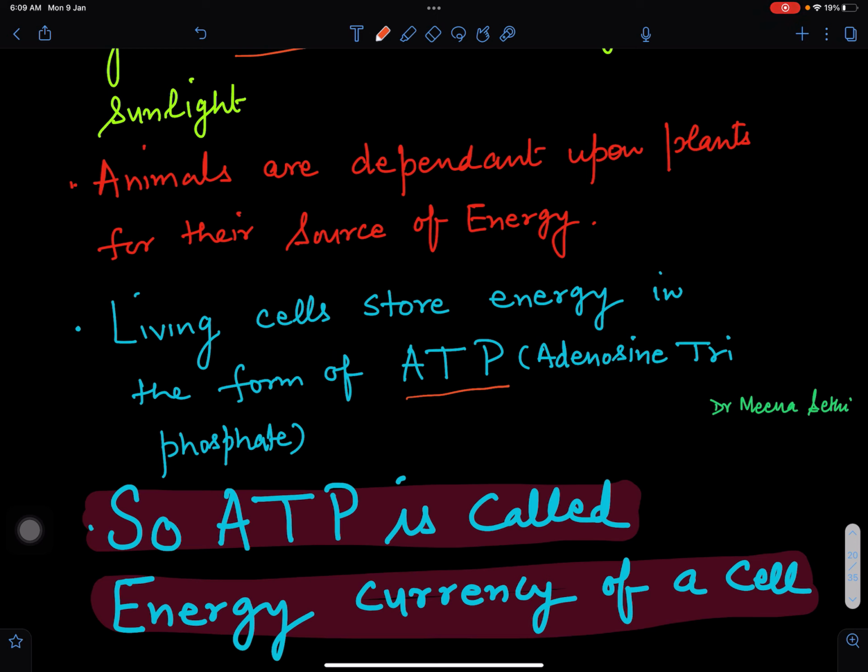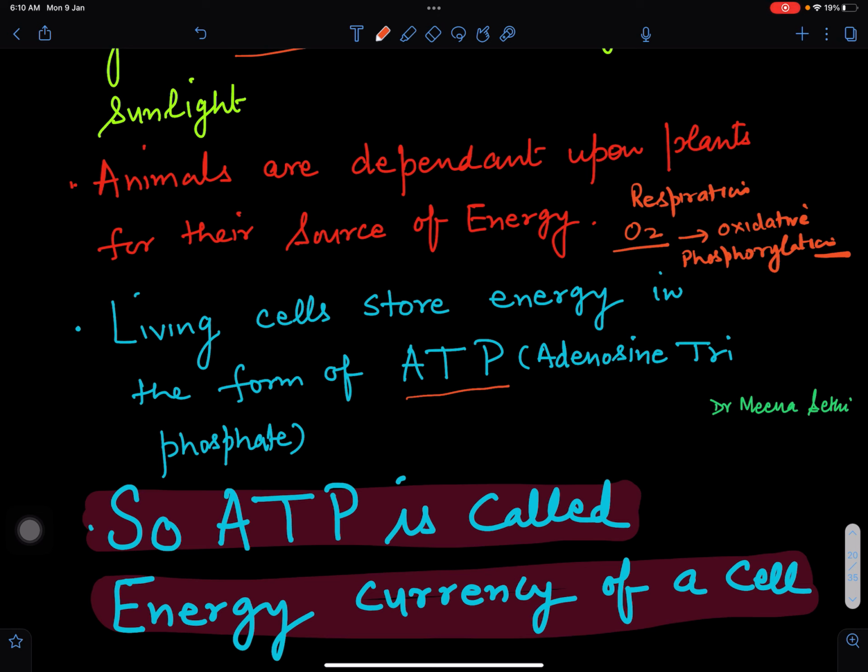And the second process by which this ATP is synthesized is respiration. During respiration, there is use of oxygen, and during use of oxygen, there is synthesis of ATP. That we'll discuss in a separate video in detail. So this is called oxidative phosphorylation. It means addition of phosphate to adenosine in the presence of oxygen is called oxidative phosphorylation.